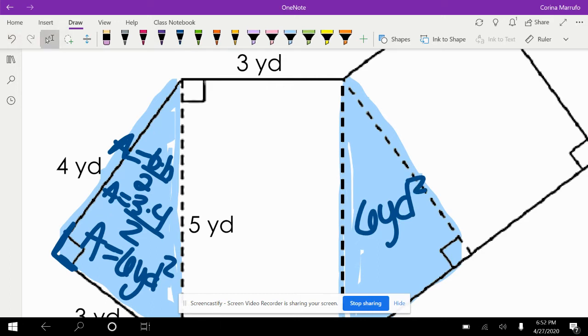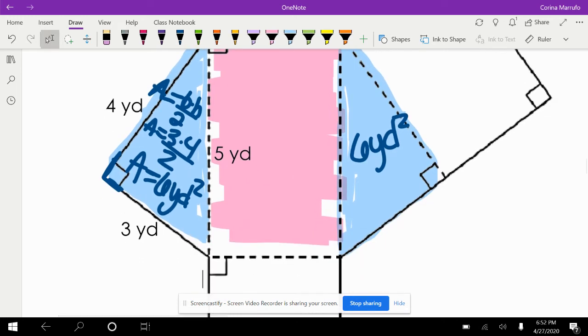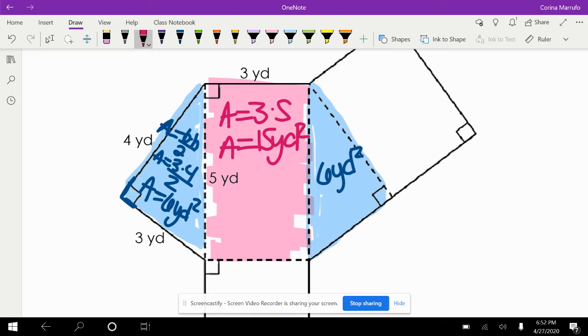All right, then we have our next shape here. Here we have this rectangle. It is a 3 by 5. So since it's 3 by 5, we are going to multiply 3 times 5, which gives us 15. And we do not divide by 2 because this is not a triangle. So it's just going to be 15 yards squared.